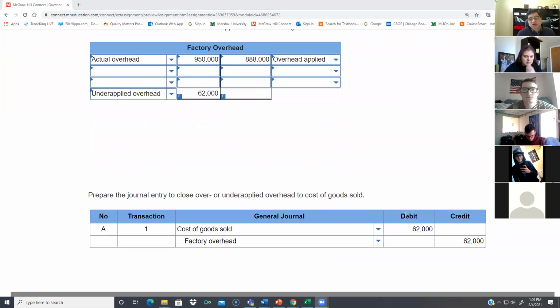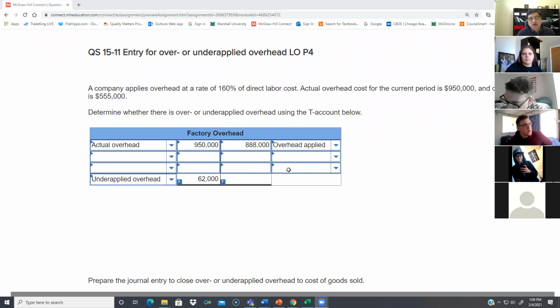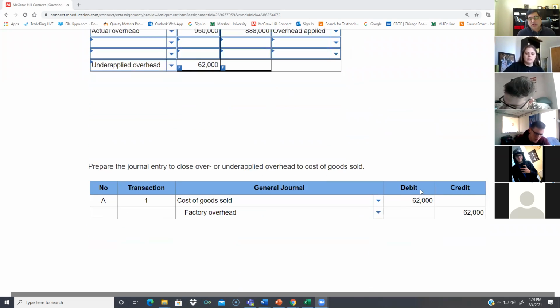You credit 62,000 and charge it to the cost of goods sold. So now where you had charged $888,000 earlier, now you have increased the cost of goods sold by 62,000 to bring it to the actual 950,000.